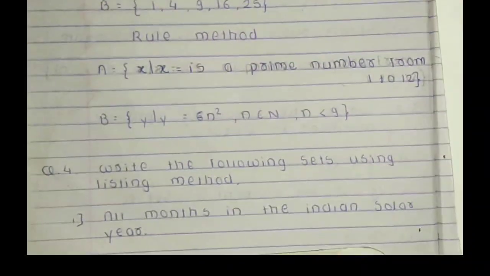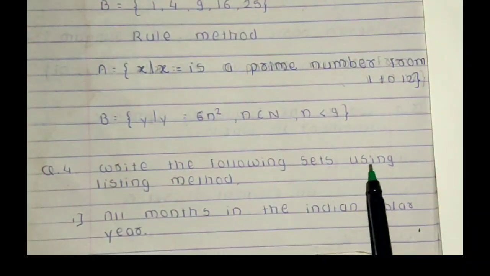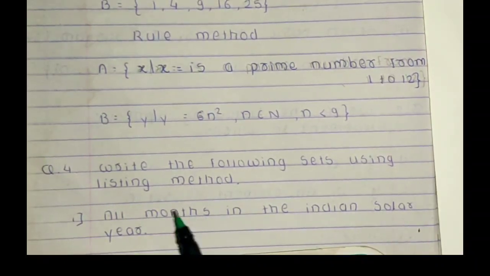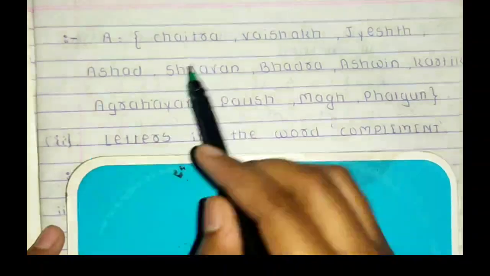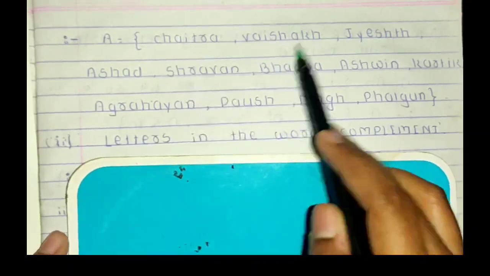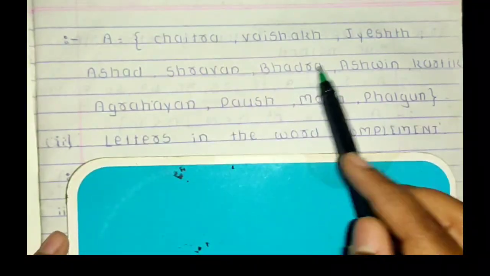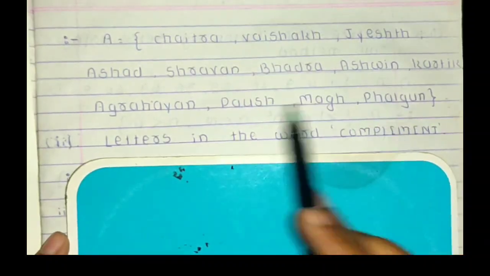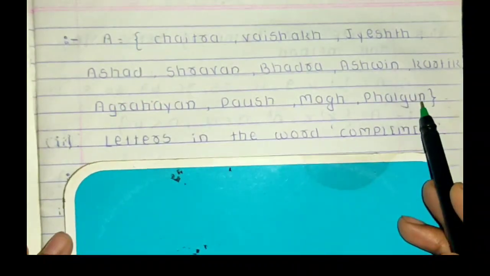Now question number 4. Write the following sets using the listing method. We have to list the elements in these sets, which is called the listing method. All months in the Indian solar year: Chaitra, Vaishakh, Jyeshtha, Ashadha, Shravan, Bhadrapad, Ashwin, Kartik, Agrahayan, Paush, Magh, Falgun. We have mentioned this in the listing method.